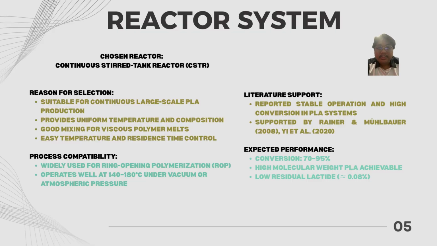And under typical conditions of 140 to 180 degrees Celsius, CSTR is able to achieve 70 to 95% conversion and very low residual lactide around 0.08%, and therefore CSTR will be the most appropriate reactor system for PLA production.